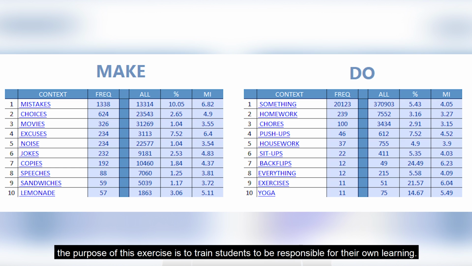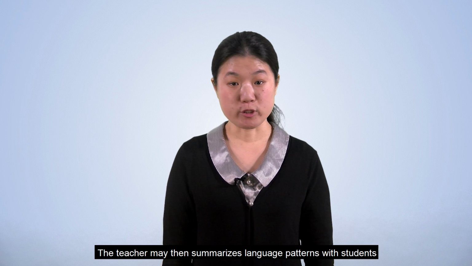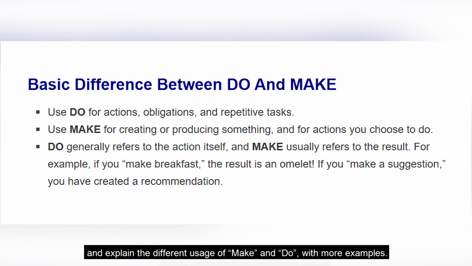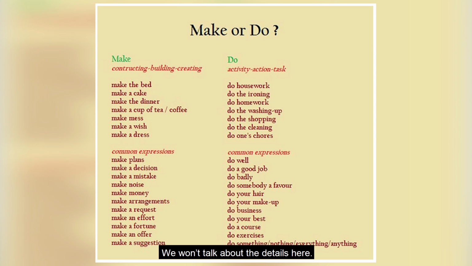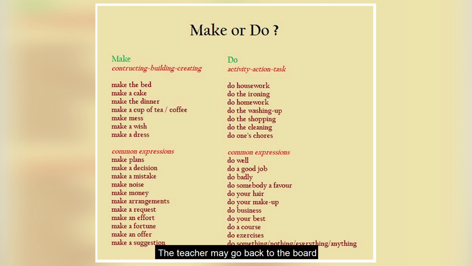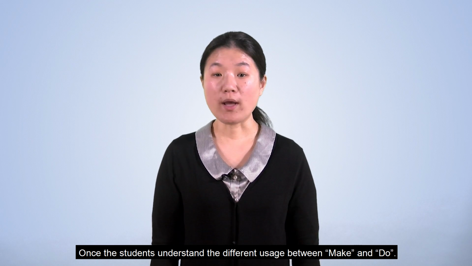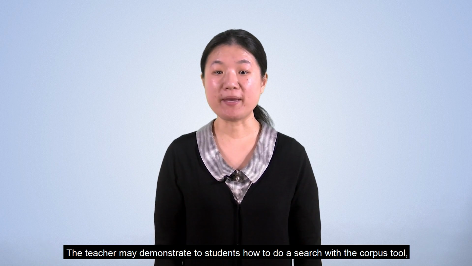The purpose of this exercise is to train students to be more responsible for their own learning. The teacher may then summarize language patterns with students and explain the different usage of make and do with more examples. We won't talk about the details here, but now that the students understand the different usage between make and do, the teacher may go back to the board and correct the students' wrong collocations with the whole class and explain why they're wrong.